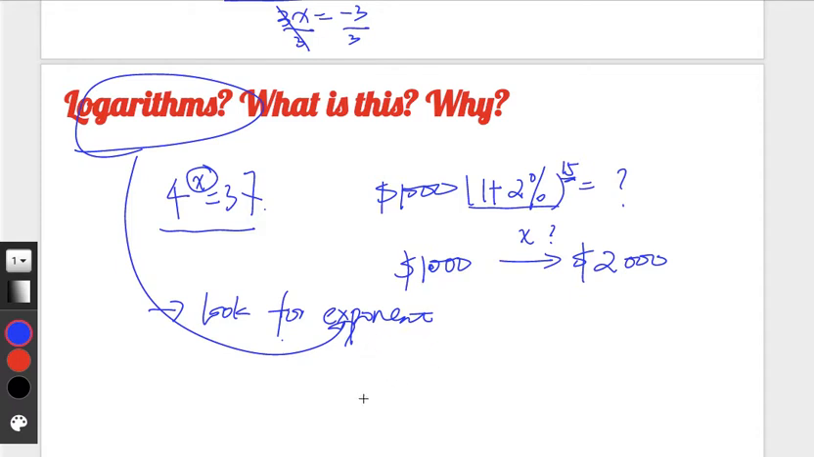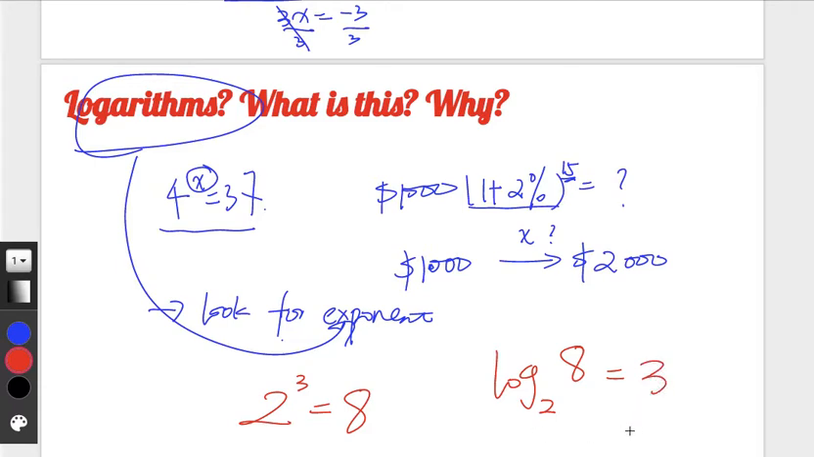So what does that mean? Let me give you a quick example. We know 2 to the third power is 8, right? Another way to write it using log, meaning log is looking for exponents: I write down the base in the little corner here, and then ask, 2 to what power is 8? The answer is 3. This kind of operation is called log. We're looking for exponents.